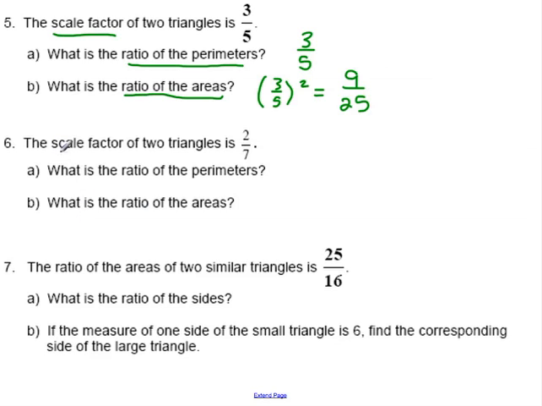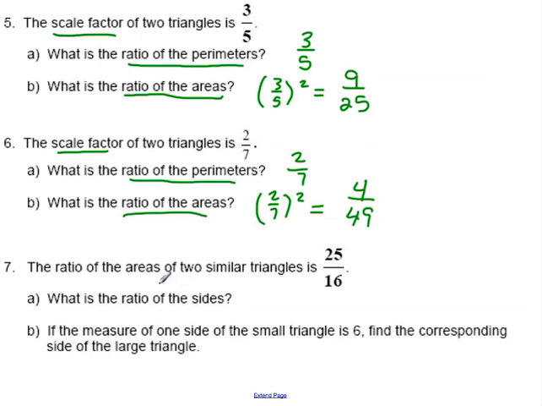Perfect. Okay, number 6, it says the scale factor is now 2/7. What's the ratio of perimeters? Those again are going to be the same, 2/7. How does that relate to the ratio of areas? Well, we have to take 2/7 and square it. That would give me 4/49.